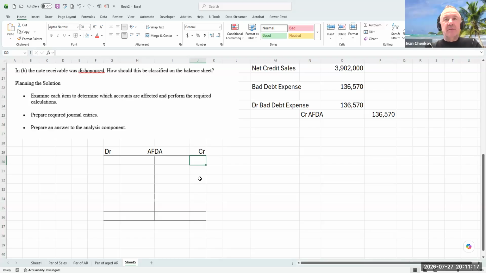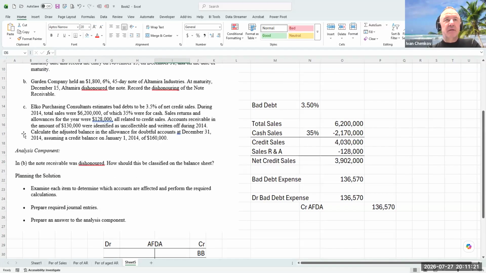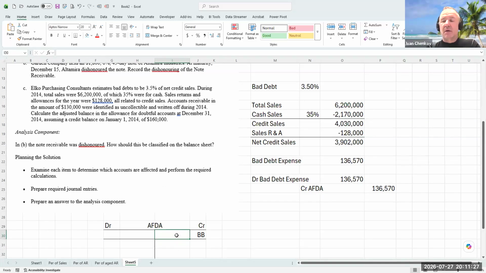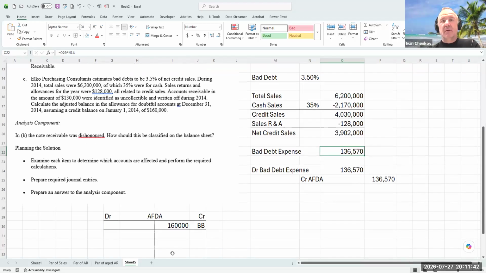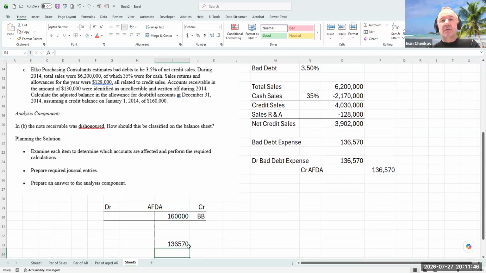So our beginning balance, in this case, is based on the question. It says calculate the adjusted balance, assuming that the credit balance on January 1st was 160,000. 160,000 was the credit balance. Then at the end of the year, we have the sales, and we calculate the bad debt expense. So we have the credit to allowance for doubtful accounts, $136,570 coming in.